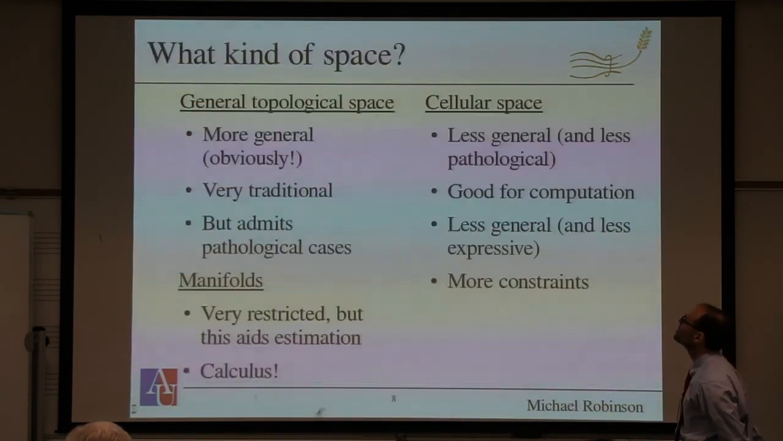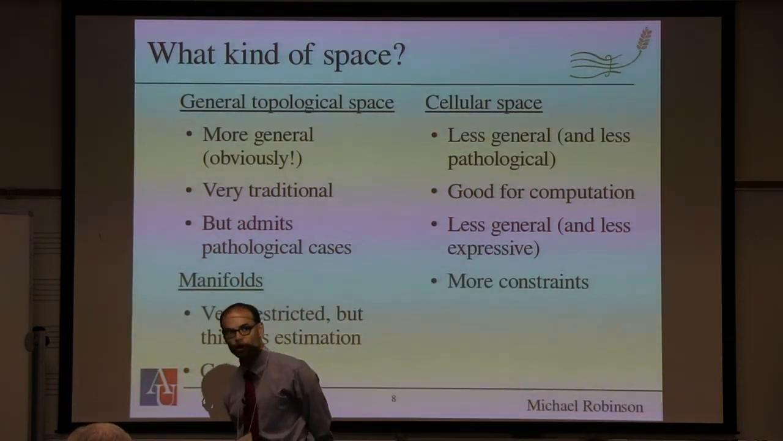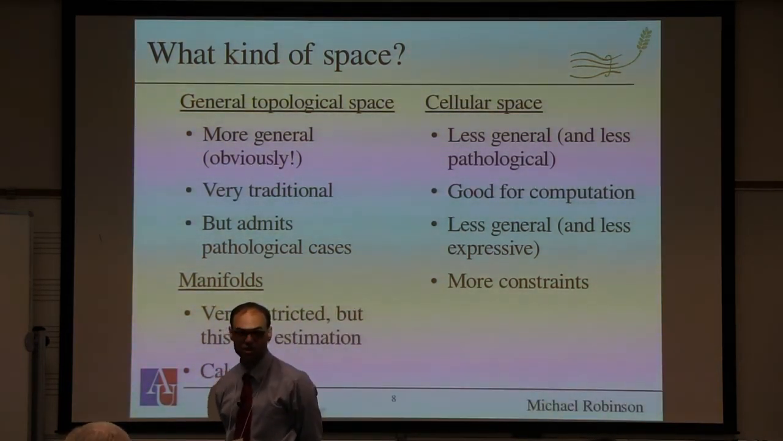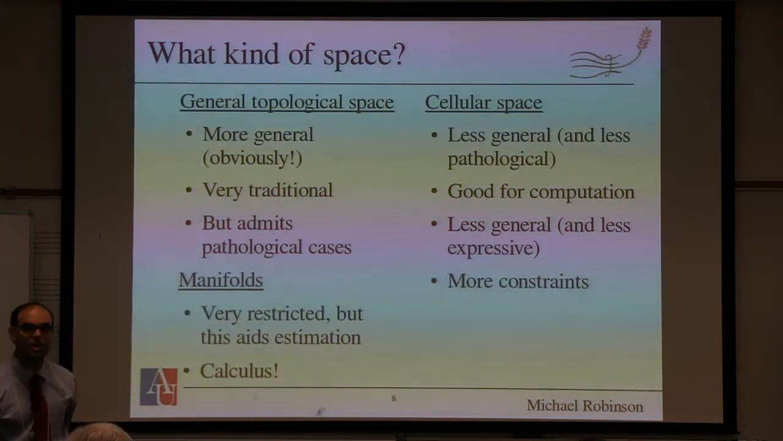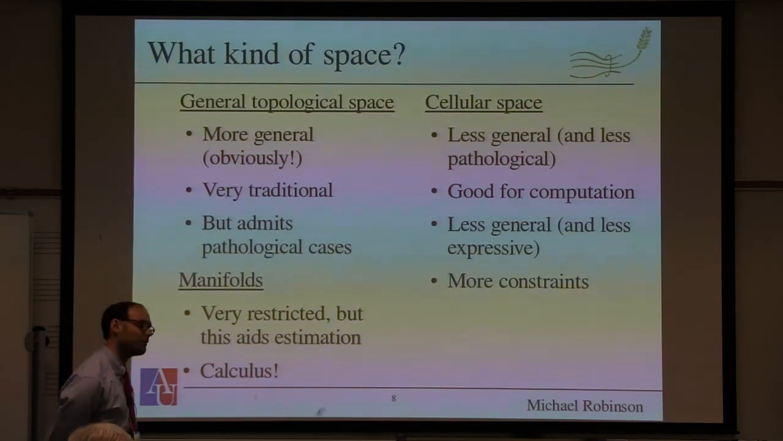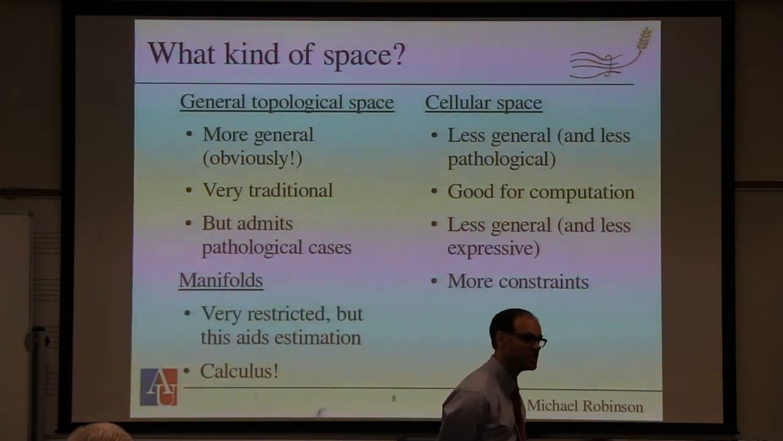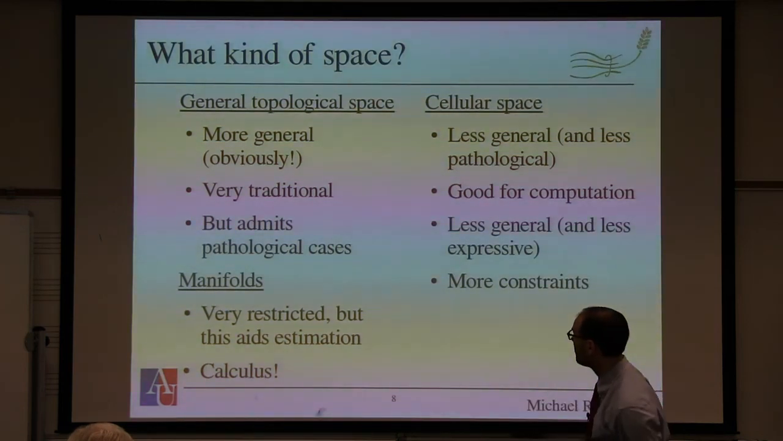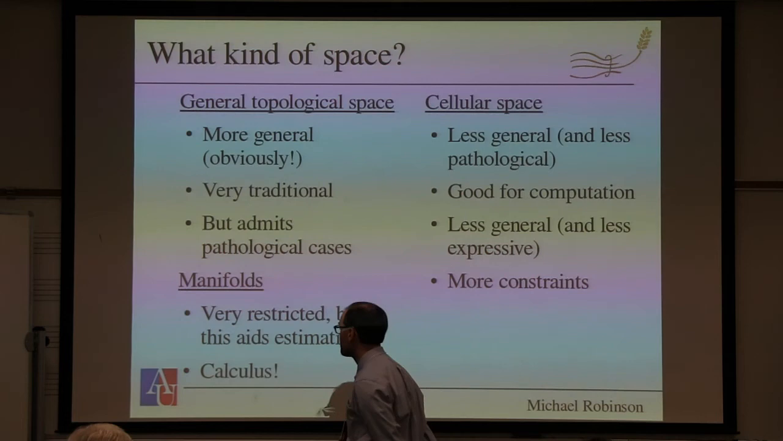On the other hand, there are spaces that are very restricted, like manifolds. These are spaces you can do calculus on. Everyone knows and loves calculus. Calculus is great. Good, strong theorems exist. Problem is, there's a lot of data in the world that's not a manifold. I'll give you an example. This one. This is not a manifold. This self-intersection, this ramification point here, makes it not a manifold. So working with manifolds is restrictive, and perhaps too much so.